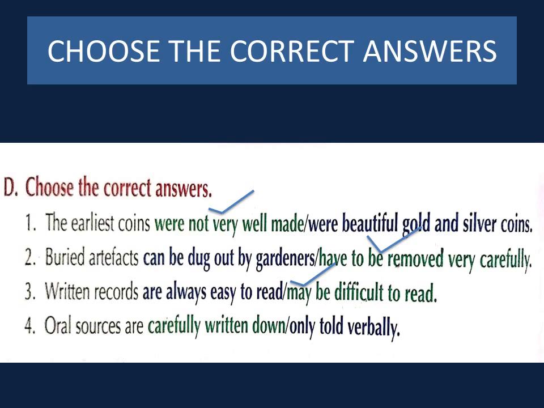And last one, number 4. Oral sources are carefully written down and only told verbally. So what will be the right option? Only told verbally. So that's all about this chapter. I will give you the question answers for copy work. But all these that we have discussed just now, all of them should be done in the book only. Okay. So read the chapter thoroughly. Read all the objective type and big question answers, all of them thoroughly.